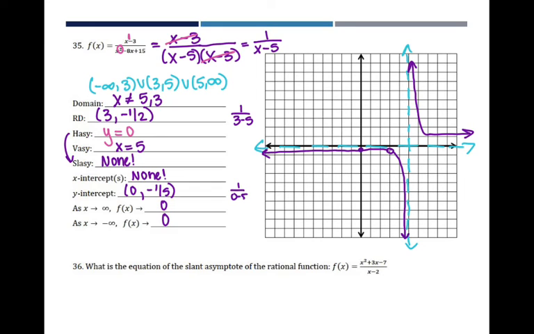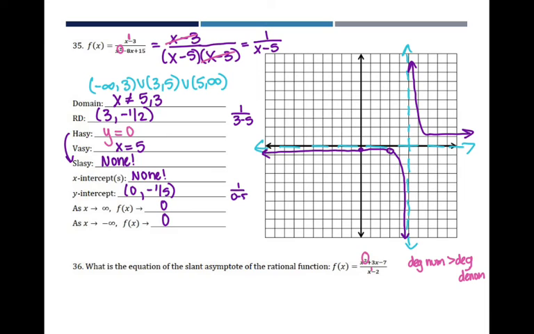Okay, now what we haven't seen so far is the slant asymptote. So for 36, it says, what is the equation of the slant asymptote of this rational function? So let's go ahead and examine the function first and talk about why there's even a slant asymptote to begin with. So if I look at my degree on top is 2, while my degree on the bottom is 1. So in this case, the degree of the numerator is bigger than the degree of the denominator. So that is when you're going to have a slant asymptote.